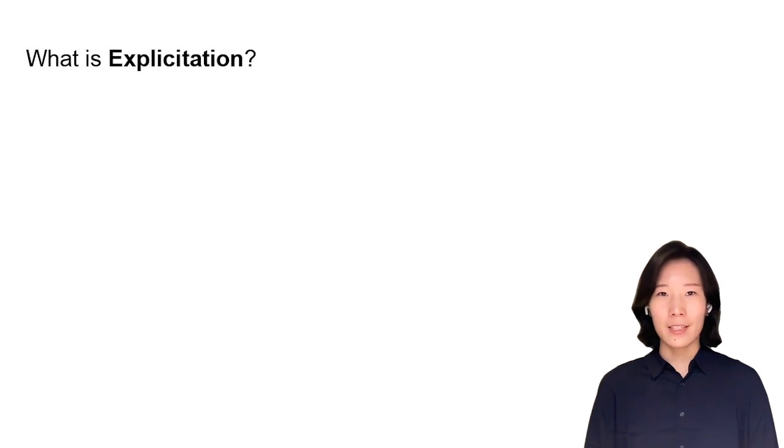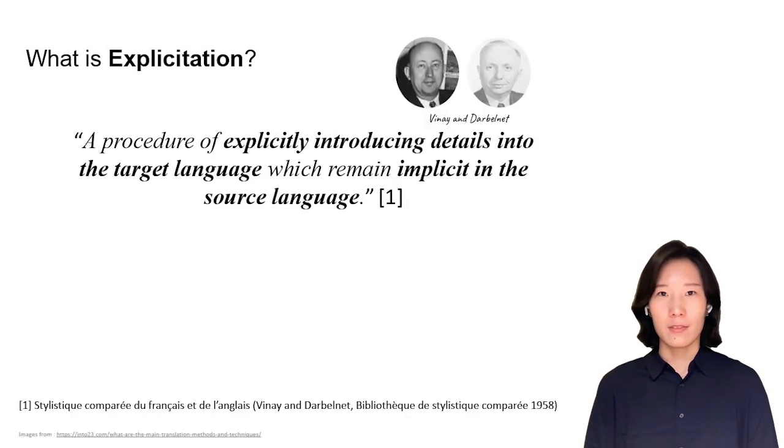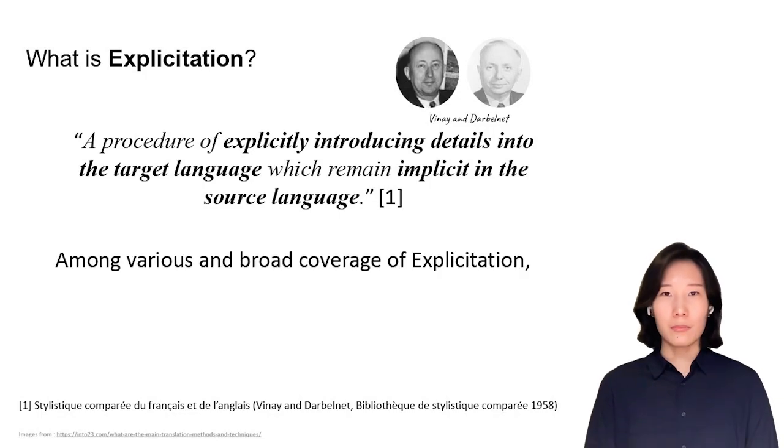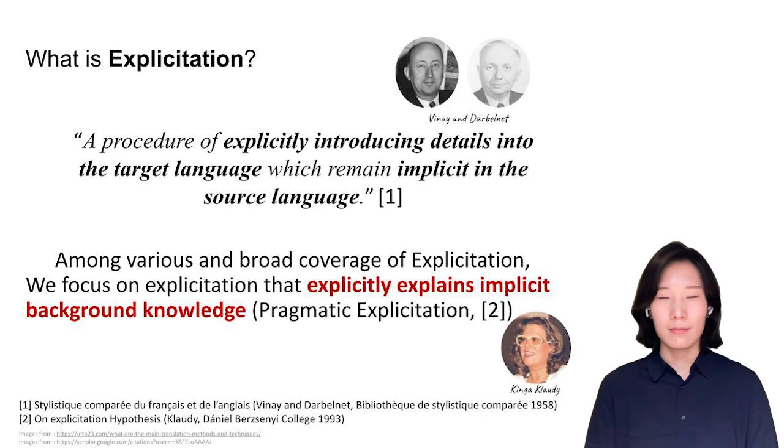But first, what exactly is explicitation we are talking about? The term explicitation is defined as a procedure of explicitly introducing details into the target language, which remain implicit in the source language. This term broadly covers various types of details that are newly introduced in the target language, caused by difference of syntactic structure or by fluency. And in this work, we focus on explicitation that explicitly explains implicit background knowledge, which is also categorized as pragmatic explicitation.